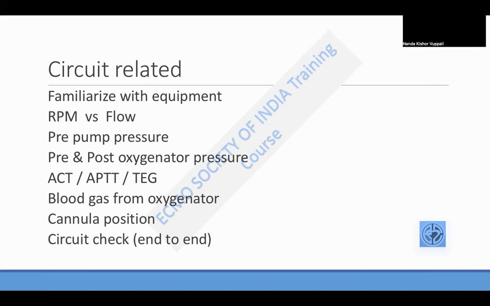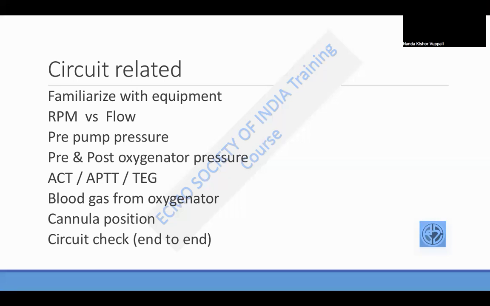Similarly, we also need to measure the pre and post oxygenator pressures. What we're interested in is the difference between the pre and post oxygenator pressure. There's no set number for this. Again, it depends on what kind of oxygenator you use. Different oxygenators have slightly different numbers, but there's no specific number for any oxygenator. What we're interested in is, when a patient goes on ECMO, document the difference between pre and post oxygenator pressure. That is delta pressure.